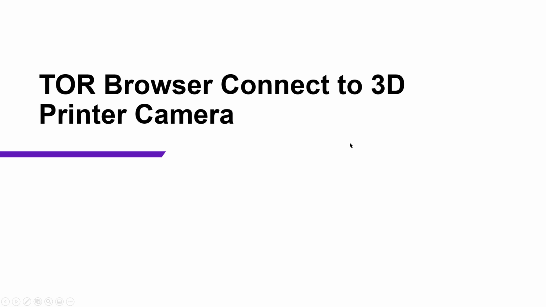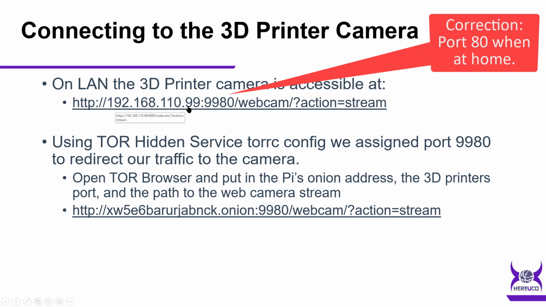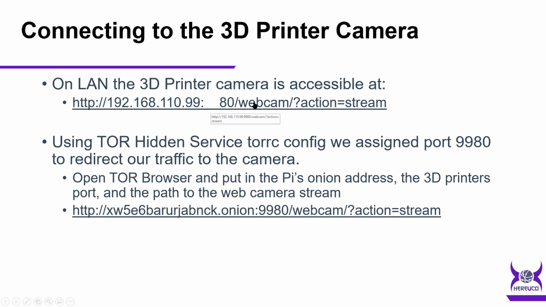Let's take a look at doing just that. So if you were going to access that camera on your local area network, then you would type your local area IP, your port. In local area would be port 80. Sorry for that typo, and you'd be good to go. But on your Tor Browser, you would type in the onion address 9980 and cam, and you're off to the races. You can access that web camera.